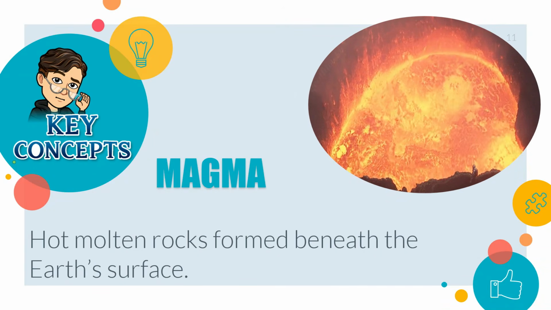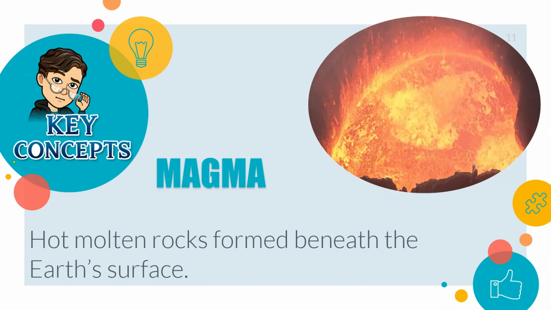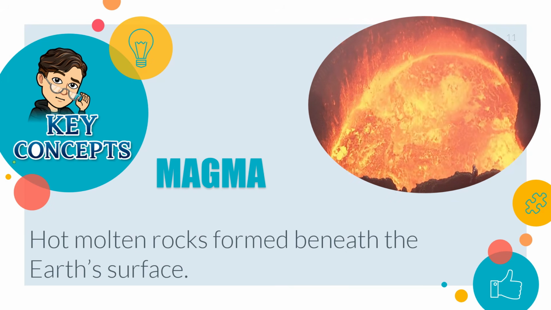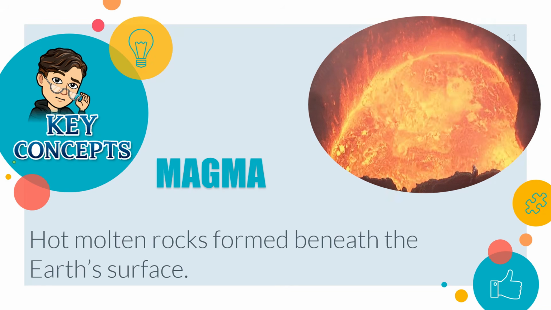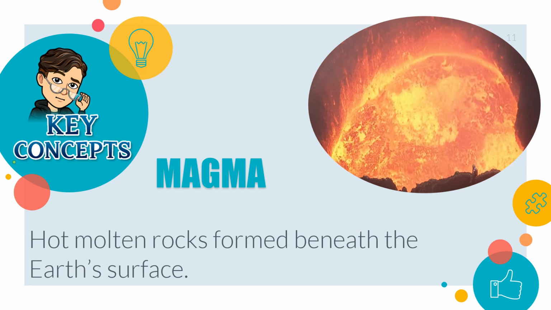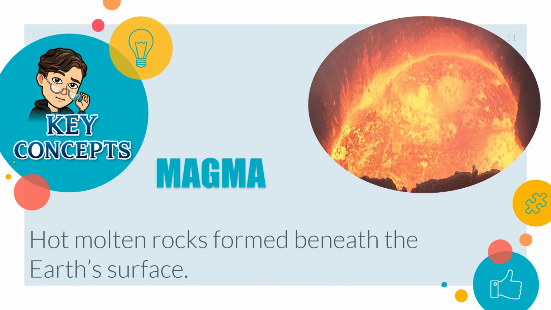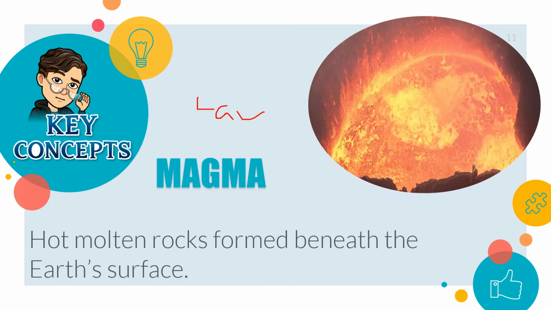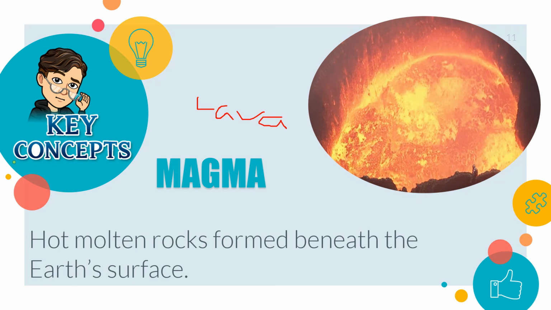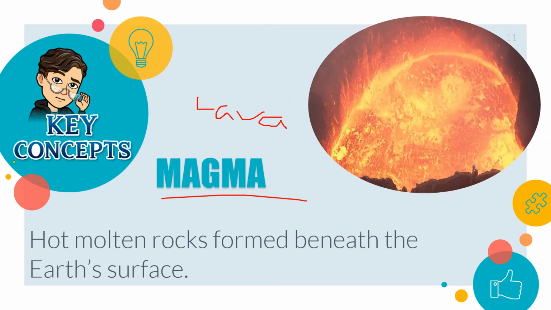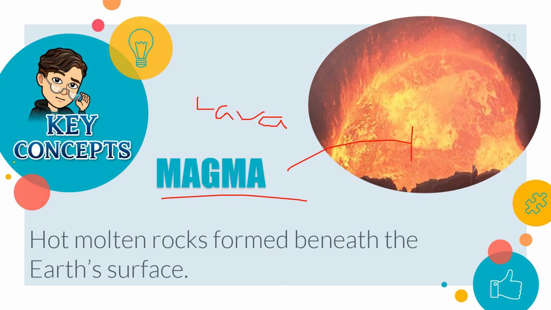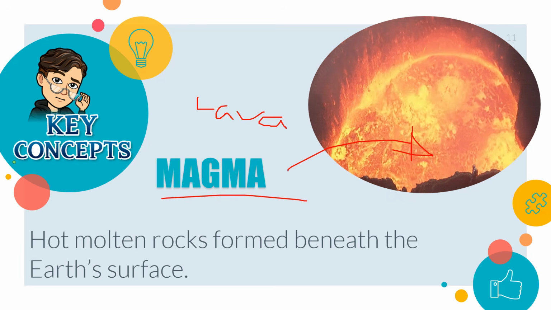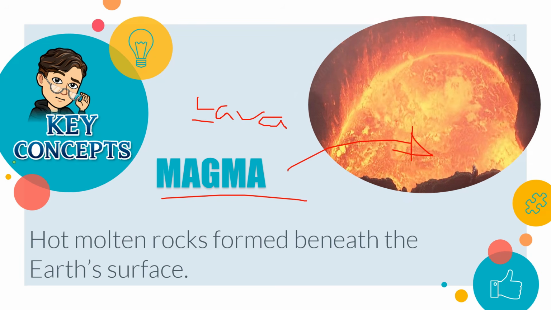The next key concept that we would be dealing is what you call as magma. So ano nga ba yung magma? Yung magma, these are hot molten rocks formed beneath the Earth's surface. By the way, ano nga ba yung pagkakaiba ng magma sa lava? Anyone? Okay. So yung magma, yung tawag doon sa hot molten rock pag it is underneath the ground. But once it is spewed or released on top or it reaches the surface, this is now what you call as lava.